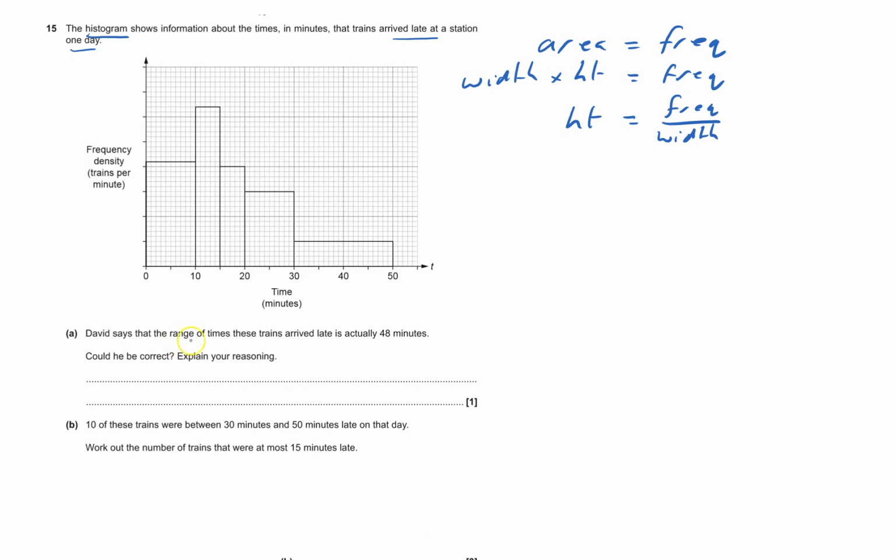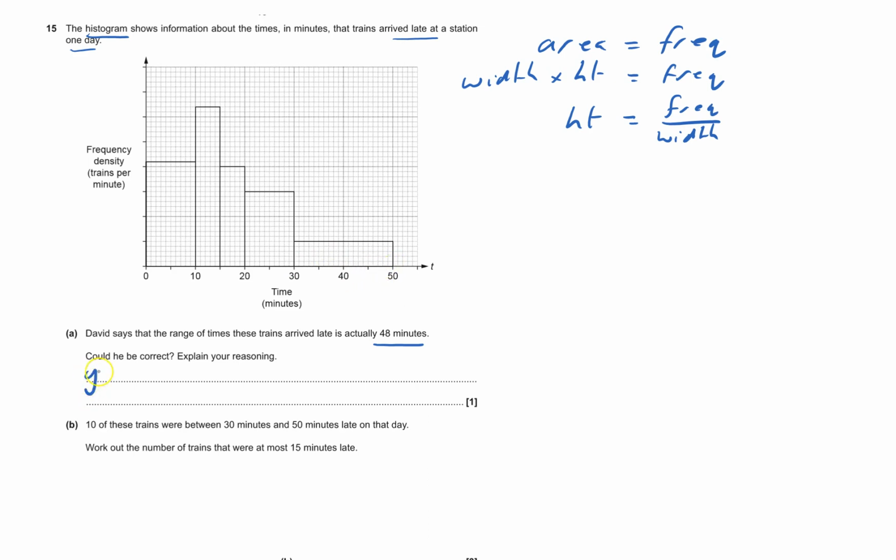Right. David says that the range of times for these trains arriving is actually 48 minutes. Could he be correct? Well, we don't know everything in here. We know that there were however many, it's an area here. So we know that there were some between 0 and 10. We don't know exactly what they were. And here we know that there were some between 30 and 50. We don't know what they were.